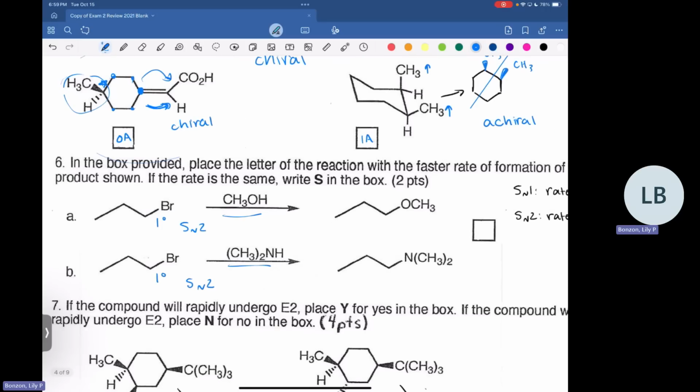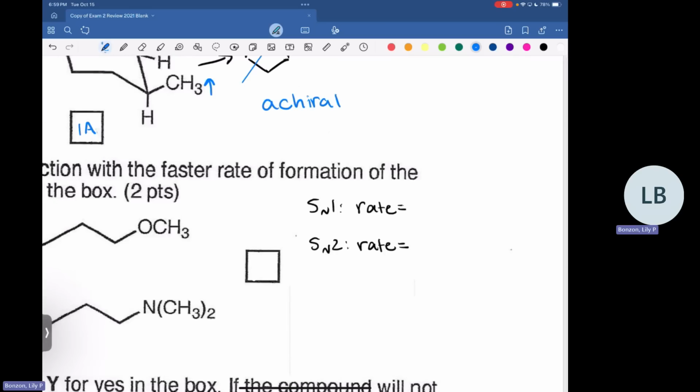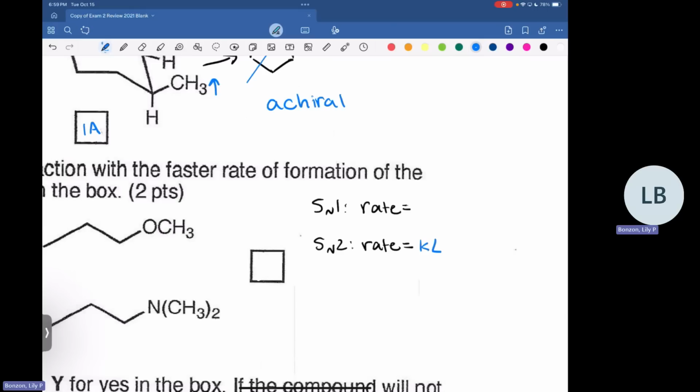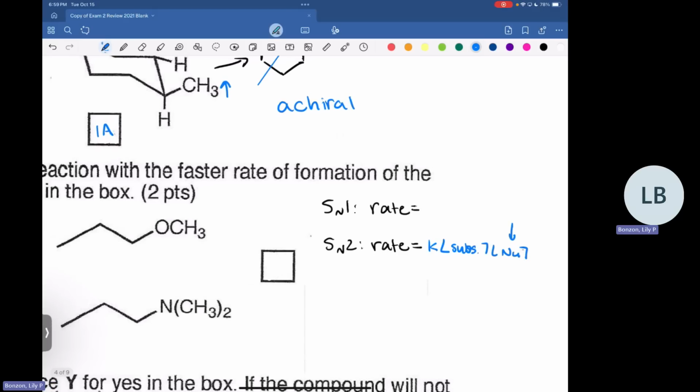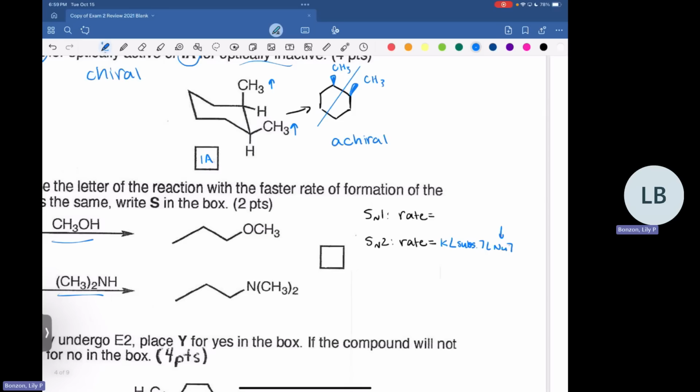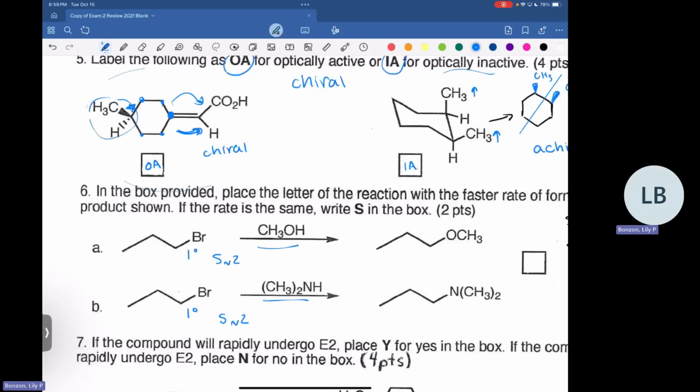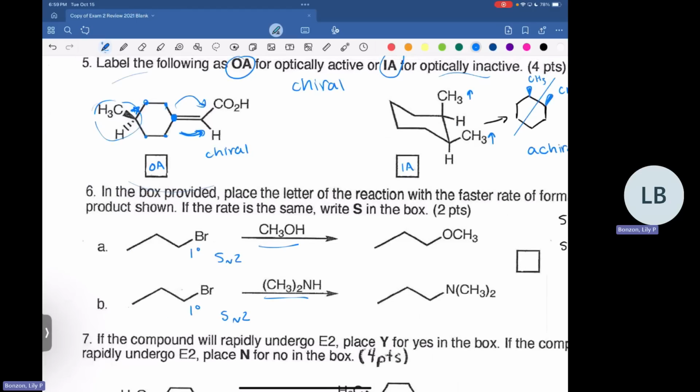For SN2, our rate equation is k times the concentration of the substrate times the concentration of the nucleophile. Since we have the nucleophile in the rate equation, the nucleophile is going to play a role in the rate. We're given 2 different nucleophiles, so we have to choose which one is the better nucleophile, and that one is going to give us the faster rate.